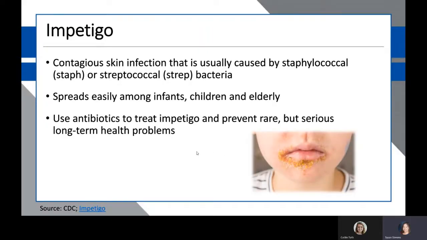Impetigo. This is a contagious skin infection that usually is caused by staphylococcal, known as staph, or streptococcal, strep, bacteria. It spreads easily among infants, children, and elderly. Use antibiotics to treat impetigo and prevent rare but serious long-term health problems, and that would be through your physician.